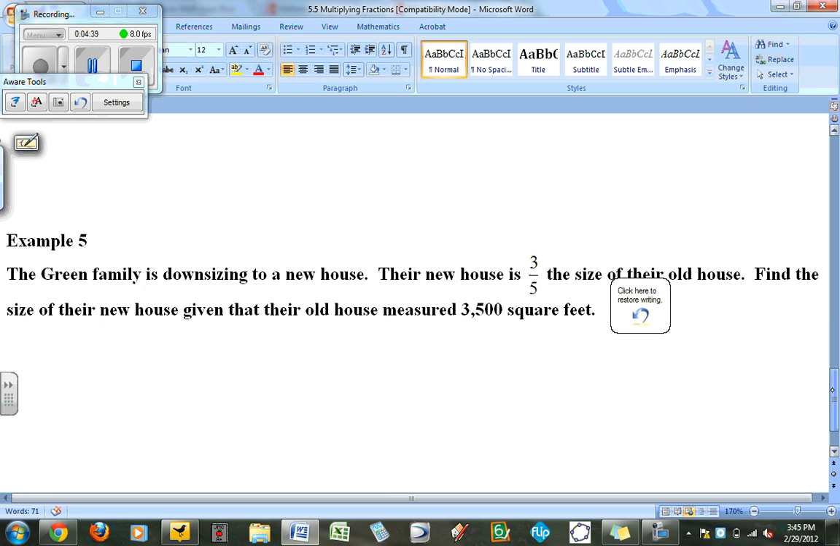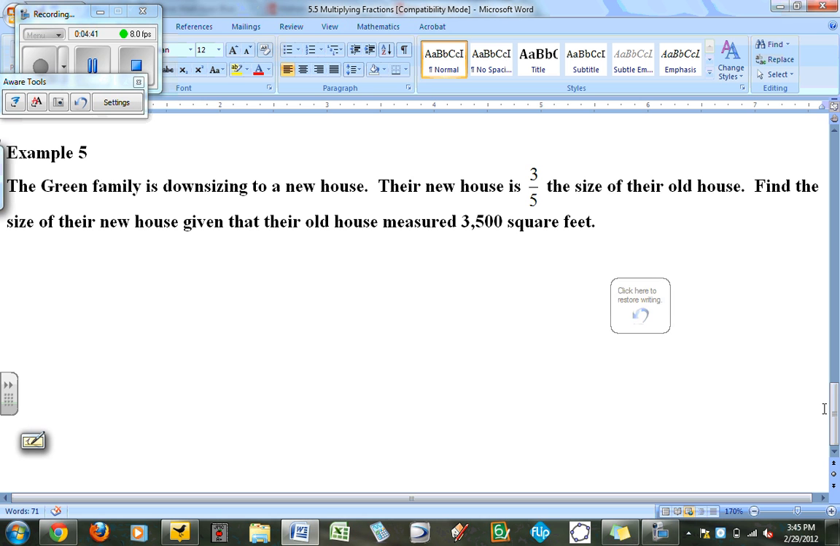And the last example I have for you is a story problem, which isn't too bad. It says the Green family is downsizing to a new house. Their new house is 3/5 the size of their old house. Find the size of their new house given that their old house measured 3,500 square feet. Okay, so their new house is 3/5 of the old house. And if you didn't remember, a lot of times in math, anytime we see the word of, this means multiply.